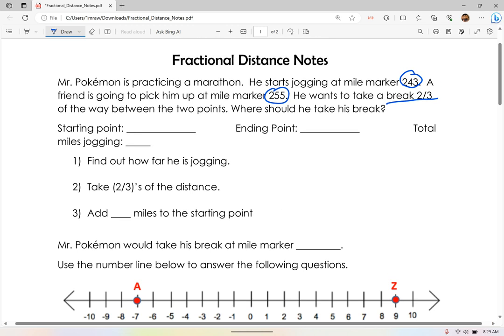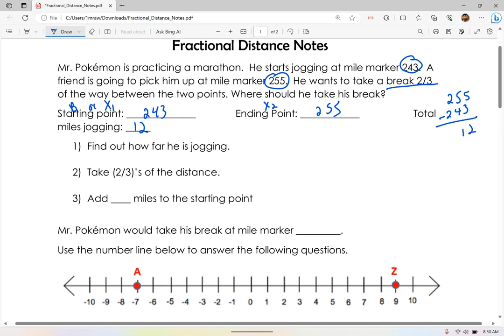Well, his starting point is at 243, and his ending point is at 255. We may call this the starting point, the beginning point, right? Or we might call this x1. Your ending point, we would call this x2, right? So the total miles that he's jogging, we would just subtract. So 255 minus 243, right? When we do that, we get 12, right? So total miles jogged, he's jogging 12 miles. That's a lot of miles. Okay, so how far is he jogging? Take two-thirds of the distance.